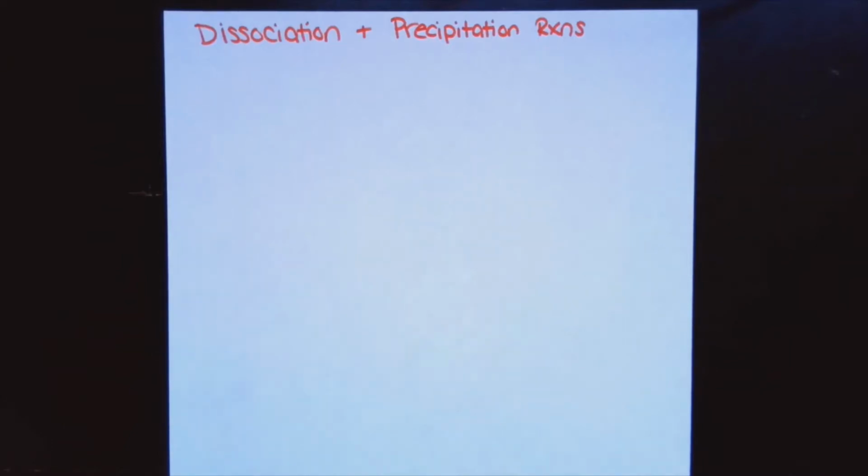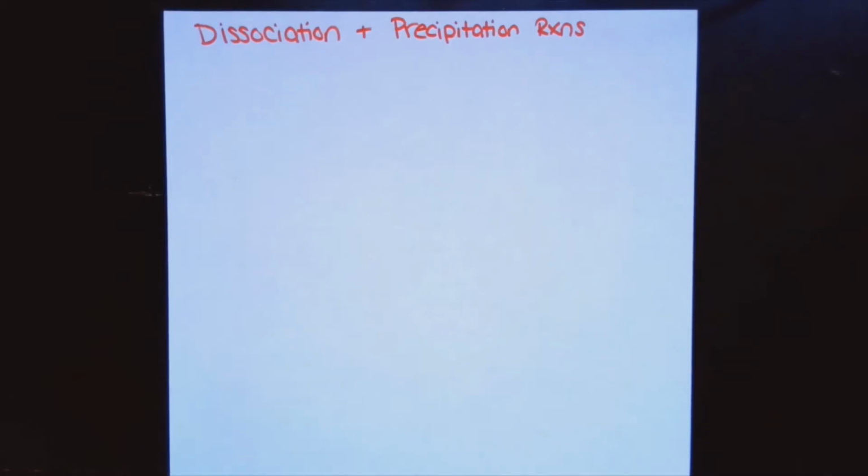In this video I'm going to discuss two types of reactions. I'm going to briefly go over dissociation reactions, and then the majority of the time I'm going to be discussing precipitation reactions, and how to identify them, how to write them out, how to interpret them.